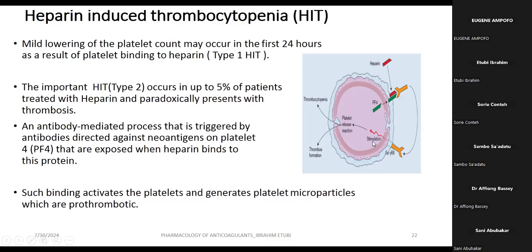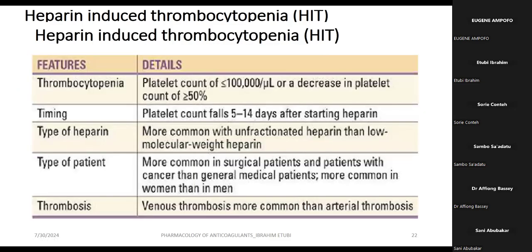So just look at this diagram by the side, you can see here heparin coming to bind to this protein, and that is what actually leads to this process of heparin-induced thrombocytopenia. Such binding activates platelets and generates platelet microparticles, which are prothrombotic. So to help us remember, there are 4, some people say 5 T's for HIT. At first, you have thrombocytopenia, which is a platelet count less than 100,000, or a decrease in platelet count of more than 50% from the baseline.